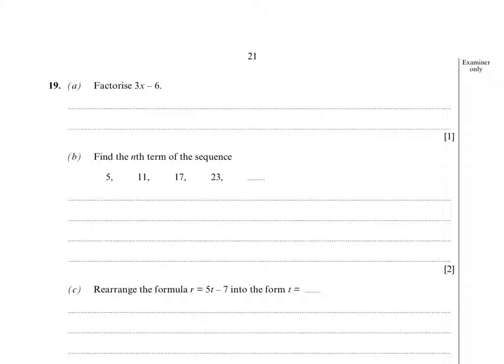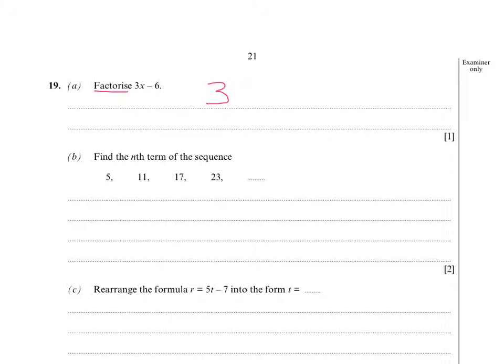Okay, question 19 asks us to factorise 3x minus 6. So we know that the word factorise means to put it into brackets. So what we need to look for is something that's common, first of all, to the numbers 3 and 6, and then we can look to see if there's any letters common. So what number goes into 3 and 6? Well, if we think of our 3 times table, we've got 3 and then 6, so we know that 3 goes into both, so 3 goes outside.